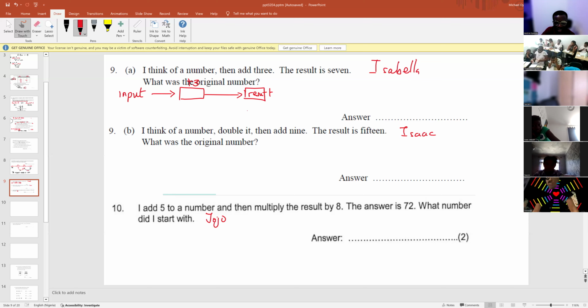But we need to work backwards. So instead of adding 3, you'll subtract 3. So 7 subtract 3 is 4. So your answer is 4. And if you want to check your work, you can do 4 plus 3, which equals 7. So you know your answer is correct. Result is 7.